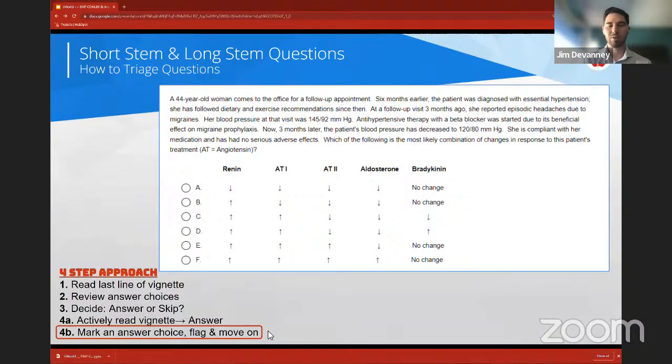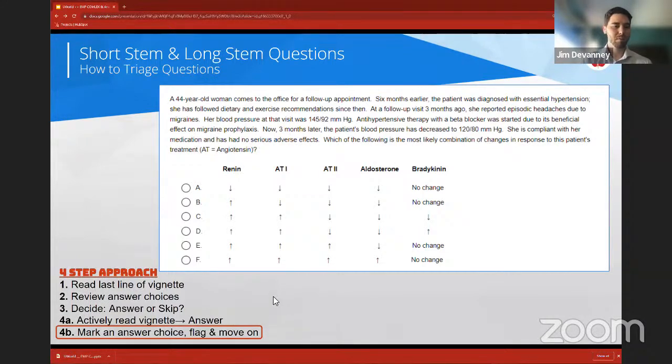And again, it's important to put an answer in these questions, even if you aren't going through the entire process of answering them, because then it gives you at least some chance of getting this answer correct, whereas leaving it empty would not. And then flagging it so you can find it easier later.